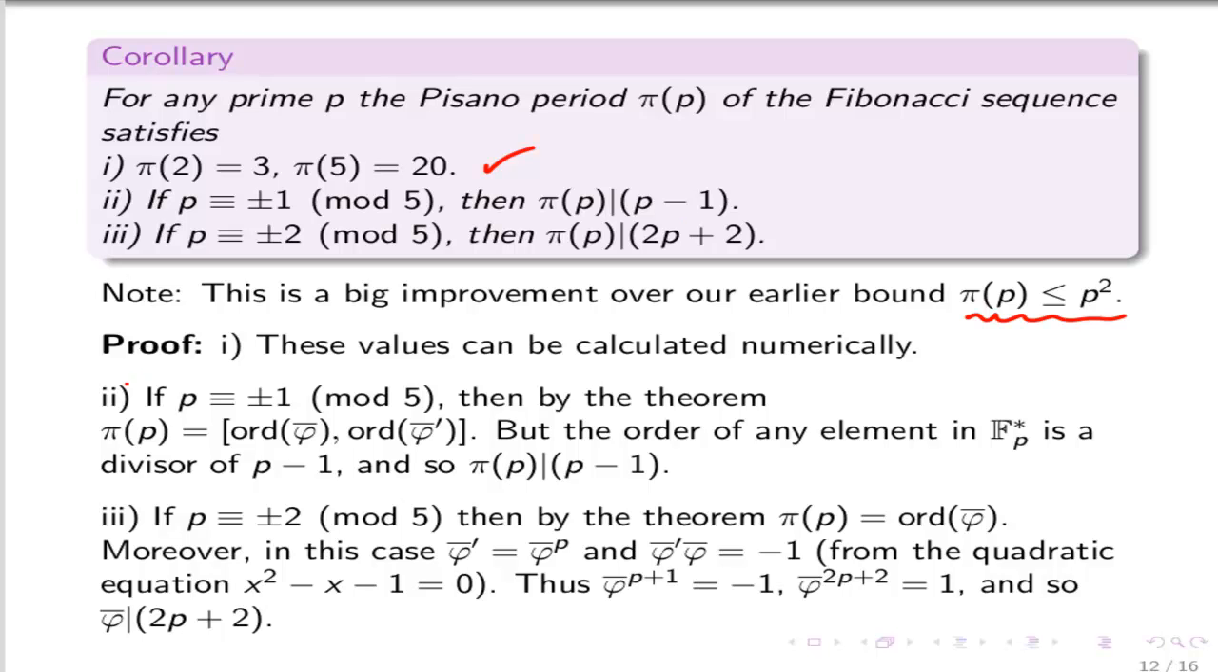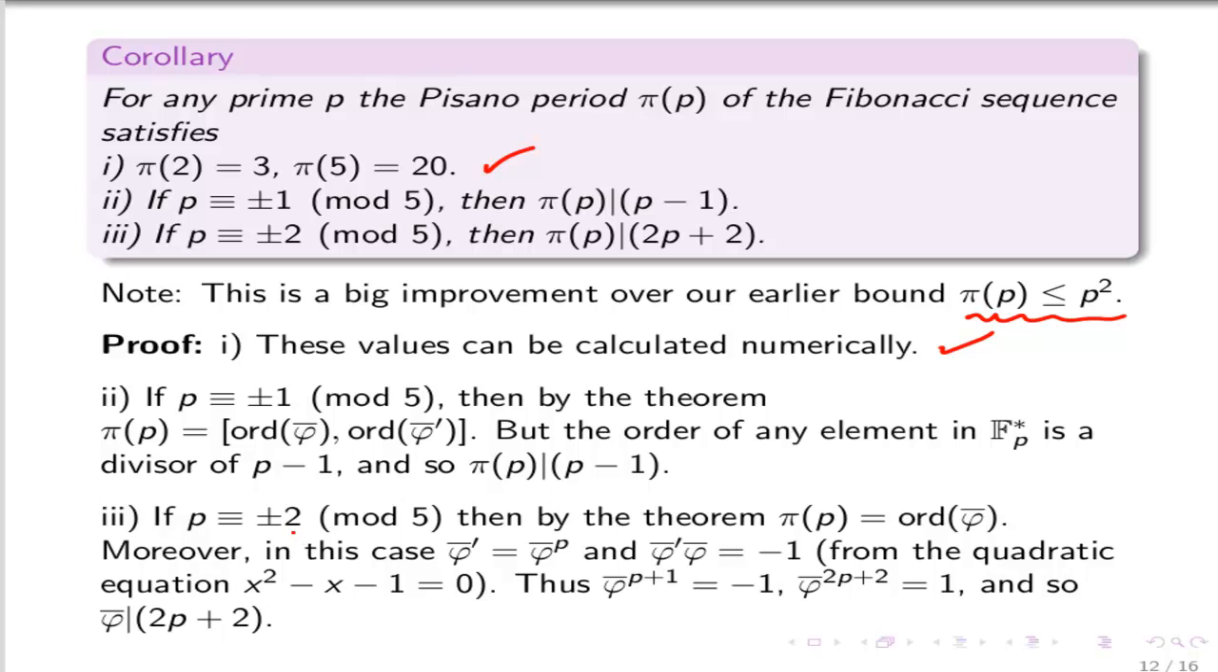And, well, what's the proof? So part 1, you calculate them numerically. If p is plus or minus 1, then we saw that pi of p was the least common multiple of these two orders, but these are actually elements of F_p star, which is a cyclic group of order p minus 1, and so the orders are always divisors of p minus 1. And therefore this least common multiple is going to be some divisor of p minus 1.